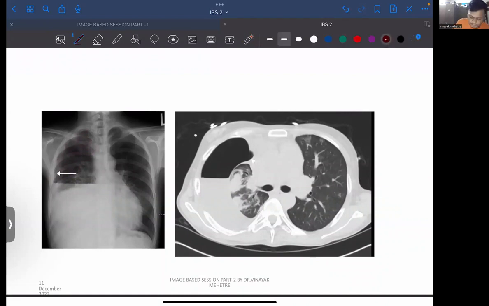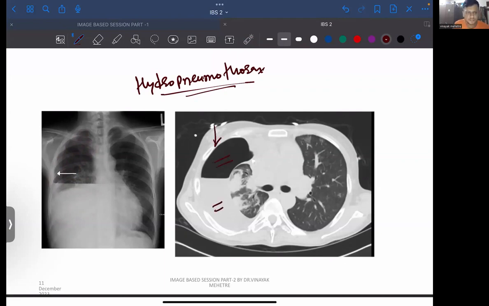That is called hydropneumothorax. If you do the CT of this patient, air plus water, right? Hydro means pani, pneumo means air. Okay, hydropneumothorax treatment: again, intercostal drainage, ICD. Even in this patient we have to put ICD.